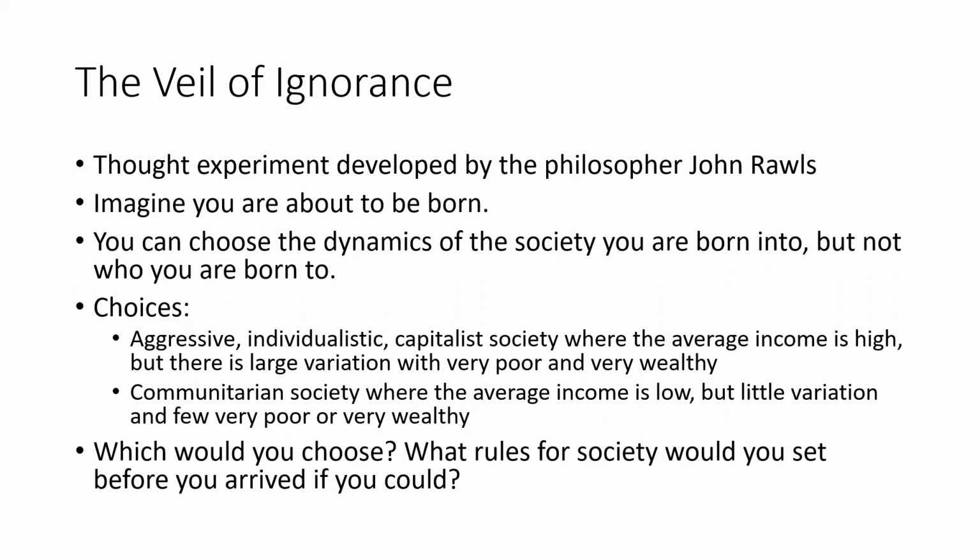You can choose which society you will be born into. And so he says, imagine two societies. One is an aggressive, individualistic society where the average income is high, but there's a wide range of variation and differences between the very poor and the very wealthy. So the average person in this first society is going to be wealthy, but there's a saying, never try to wade across a river that's on average 2 feet deep, right? Because the joke is, a river that's on average 2 feet deep is probably 6 inches deep at the shore and maybe 15 feet deep in the middle. But on average, it's 2 feet deep. So you could wade across something that's 2 feet deep. The problem is when you get to the 15-foot deep part, you're going to drown.